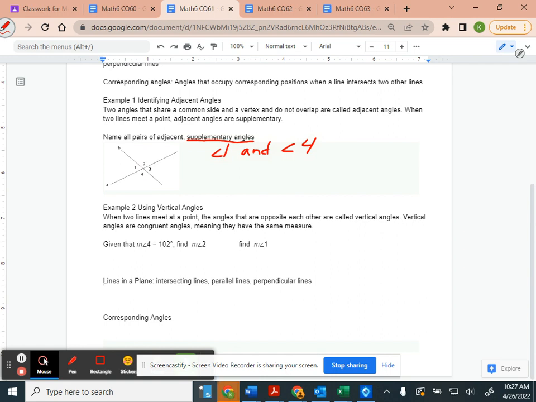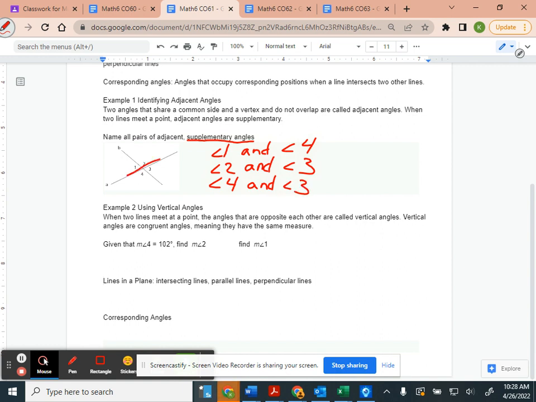Peyton? Angle 2 and angle 3. Right here. You can see the line that they share and the vertex they share, and it's 180 degrees. What's another set of adjacent supplementary angles, Ryan? Angle 4 and angle 3.